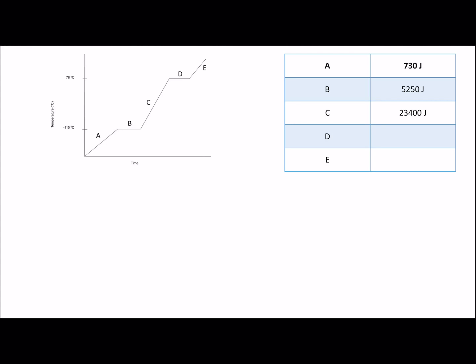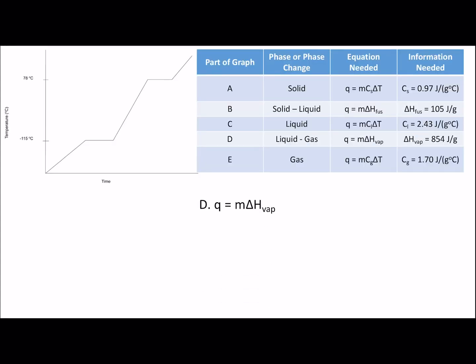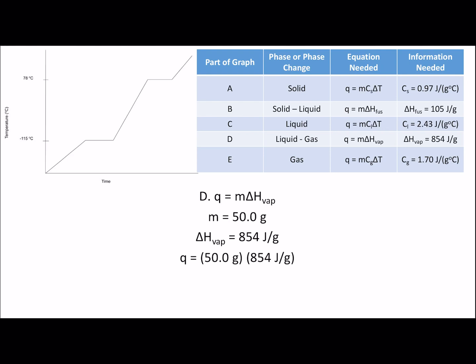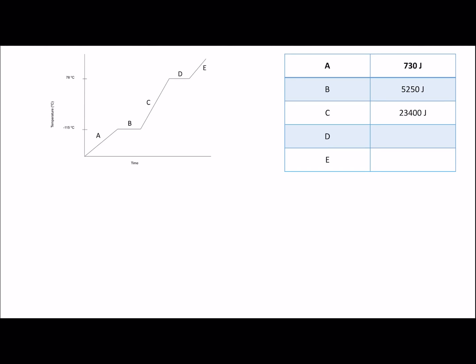All right, so let's go figure out letter D. So for letter D, again, we're sitting at the constant temperature, and we're just now converting it from a liquid to a gas. So we need the heat of vaporization to do that and the mass. So again, mass is still 50 grams. We have a delta H vap, which is our heat of vaporization, of 854 joules per gram. Plug those into our equation and multiply, and we get 42,700 joules. And again, it matches up perfectly for our sig figs of 3, so we can just take that and put that in section D.